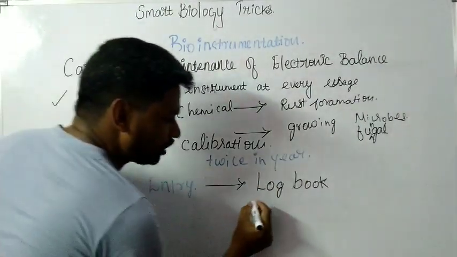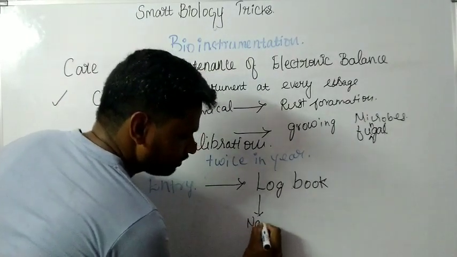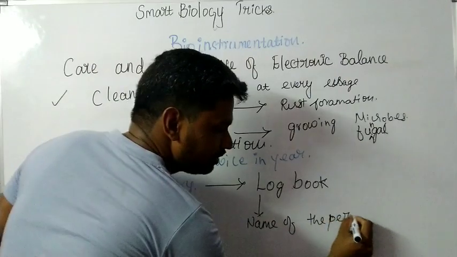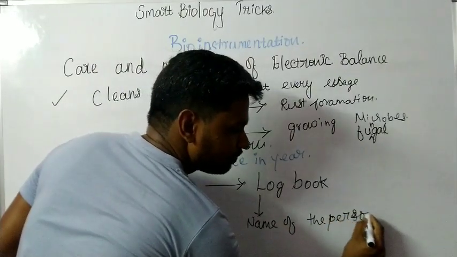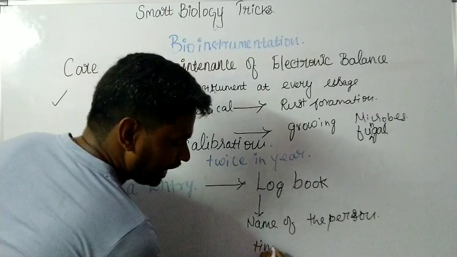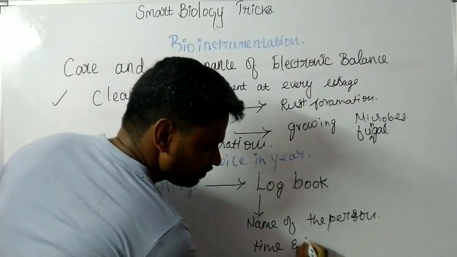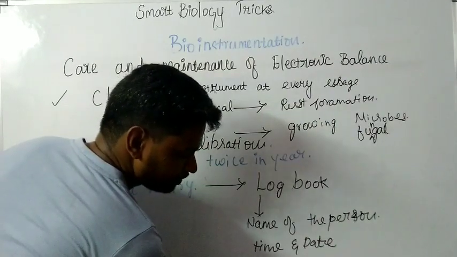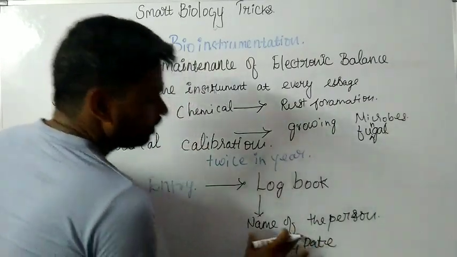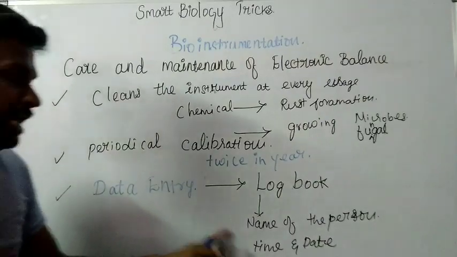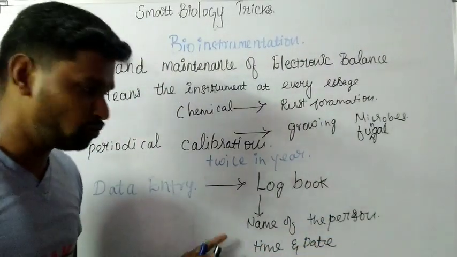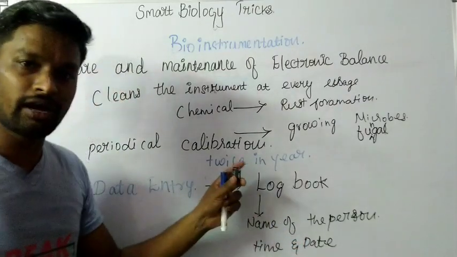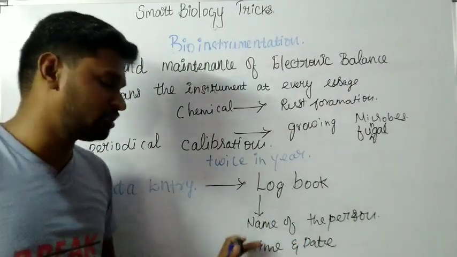This logbook contains the name of the person who used the instrument, the time and date of the usage, and remarks. If you are using the instrument, your name should be entered in the logbook, along with when and at what time the instrument was used.